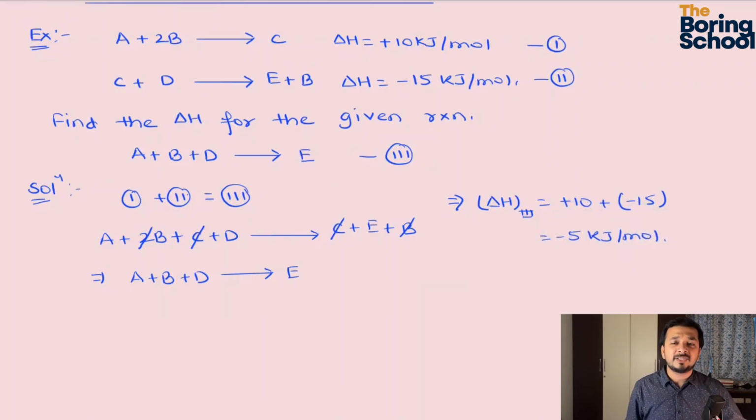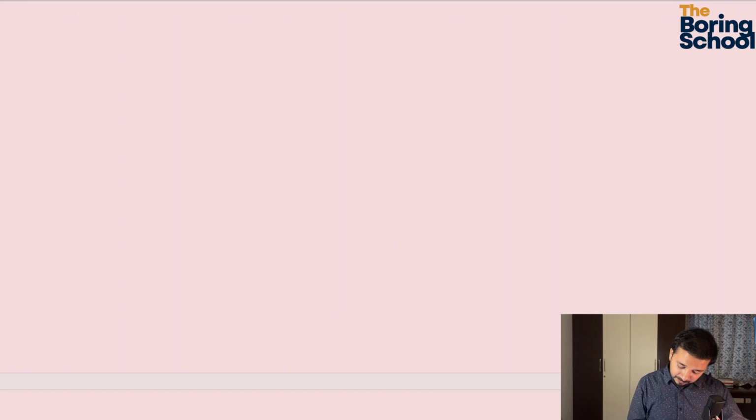Like this, they will frame questions in the examination, in which they will give the reactions and ask you to find the delta H of one of the reactions, which will be obtained either by adding the two reactions, subtracting the two reactions, or by multiplying by any coefficients. Let's take one more example.